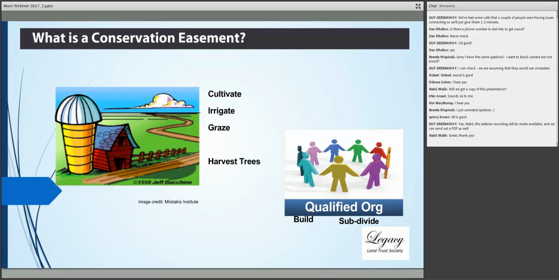So you may have given up the right to build or subdivide on a property. We might also include clauses in there about conservation grazing or harvesting of trees using a conservation plan. So that's sort of the basic how they work.